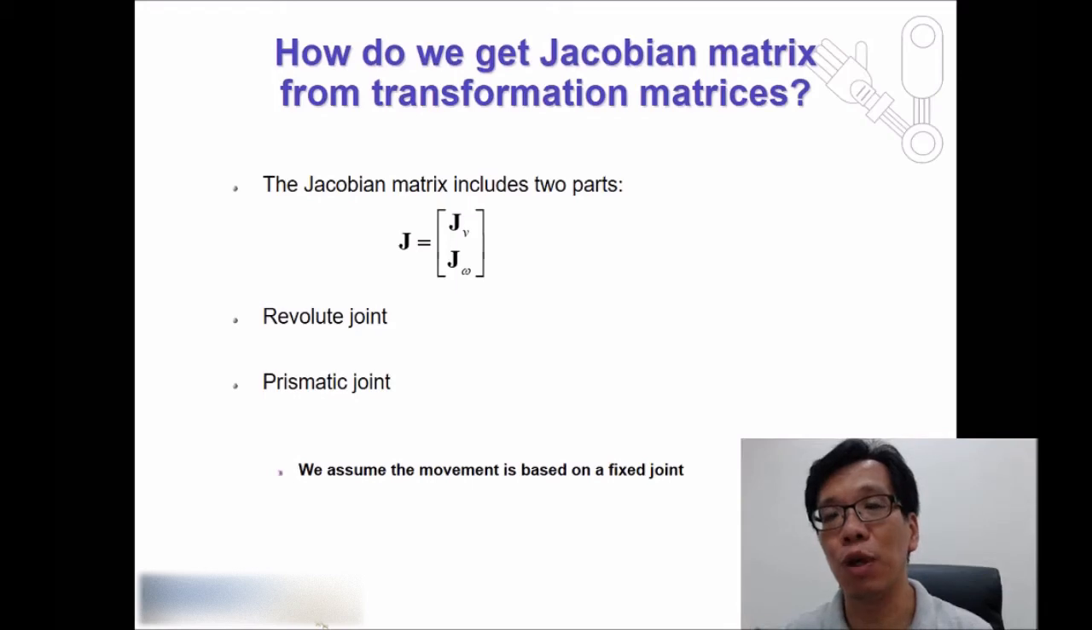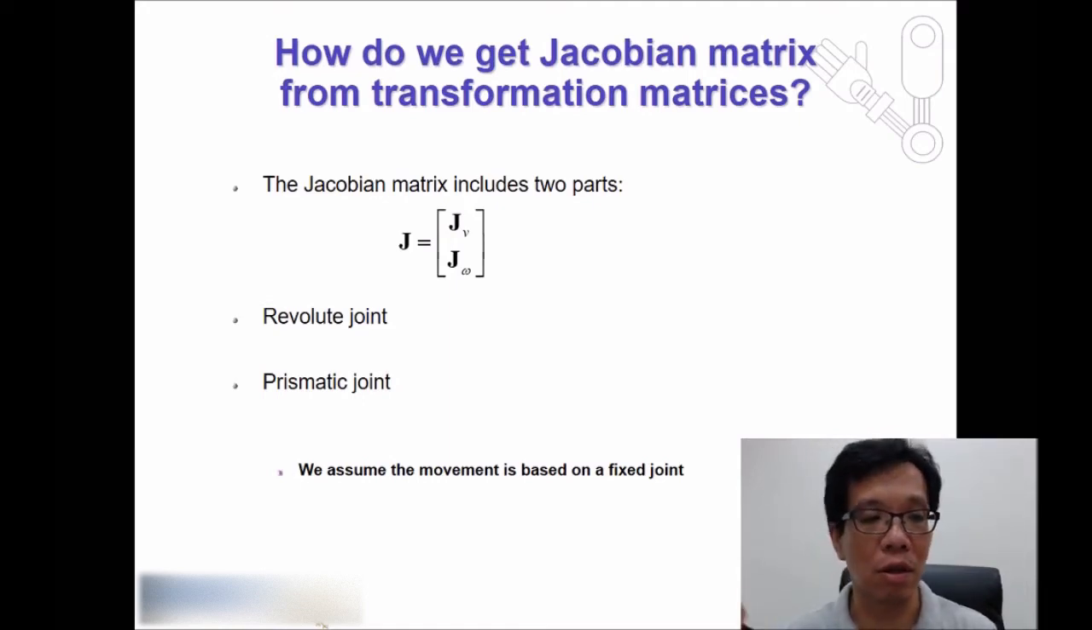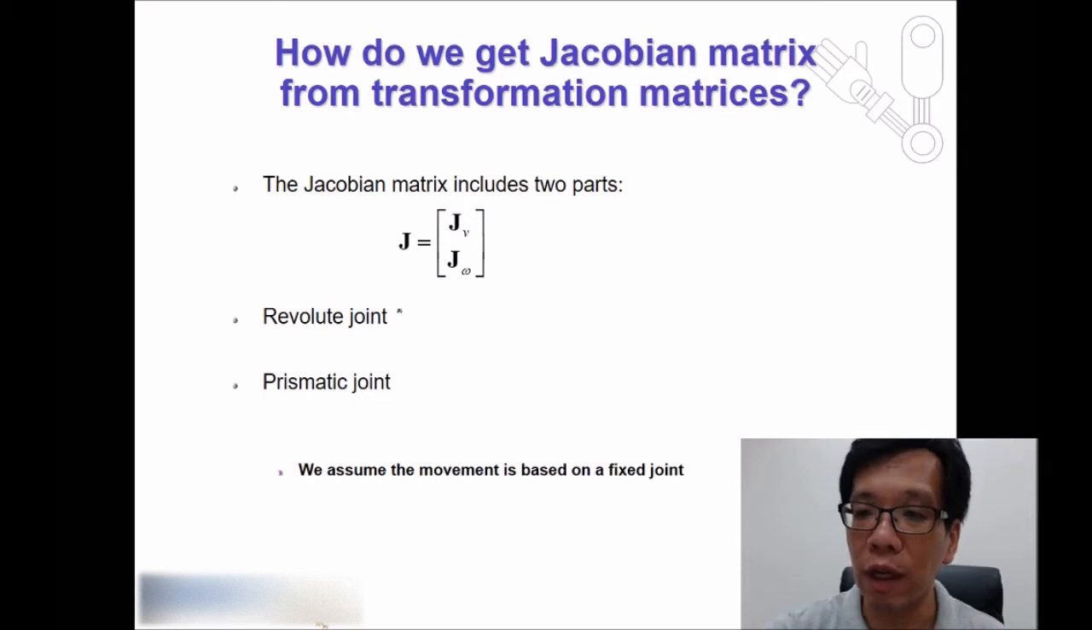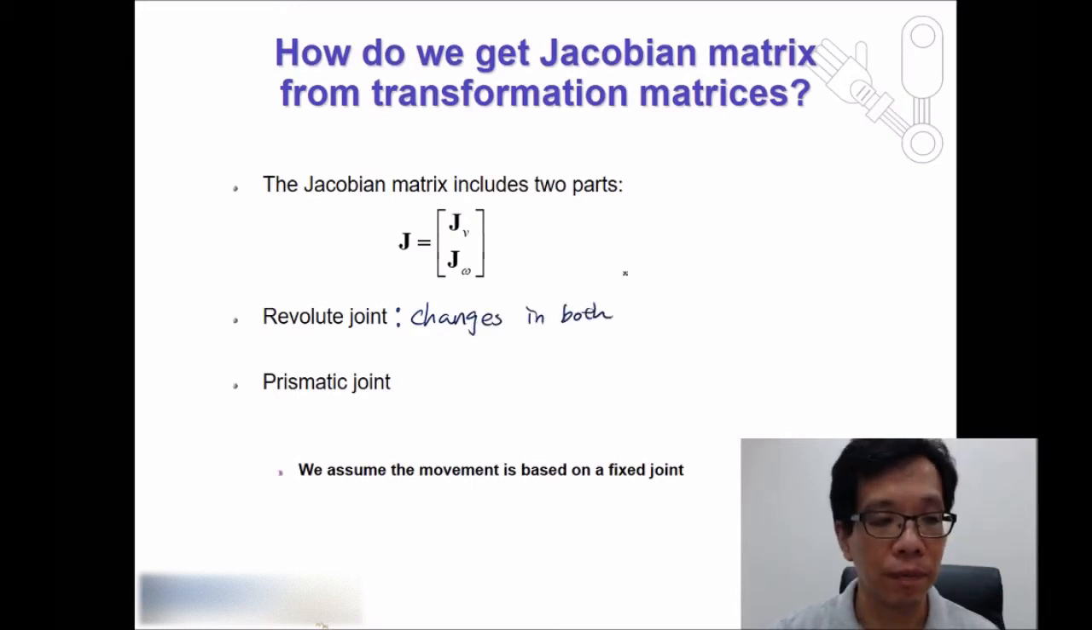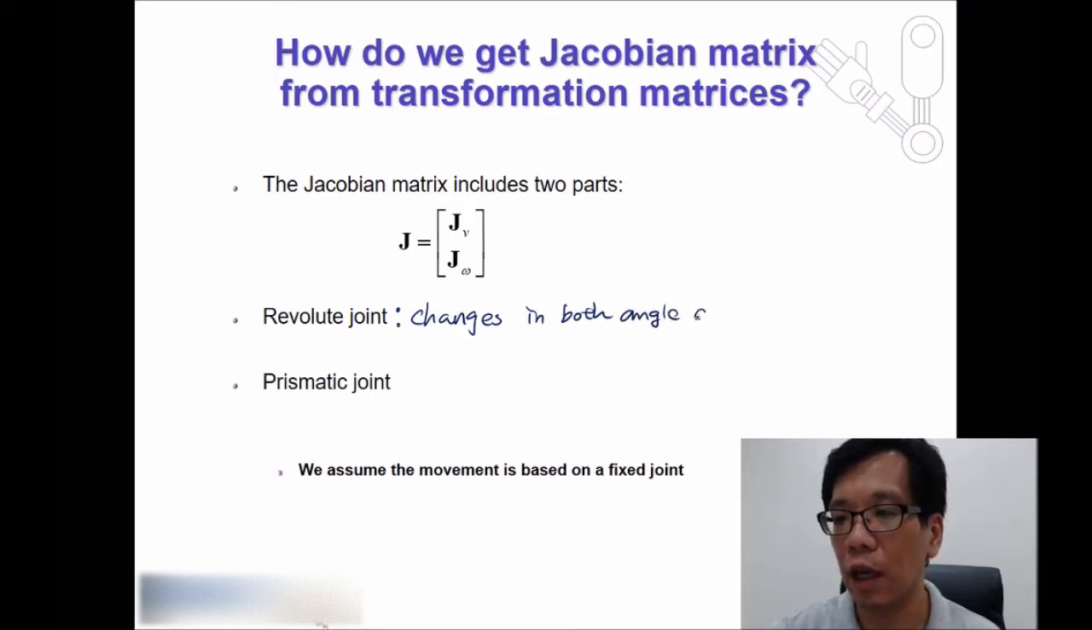Because we are using two different types of joints, one is the revolute joint, the other is the prismatic joint, JV and J omega are going to be different depending on the type of joint. So let's talk about those parts. For a revolute joint, we have changes in both angle and position.